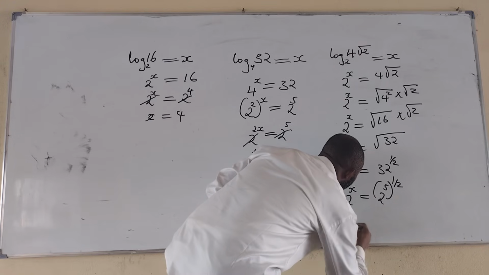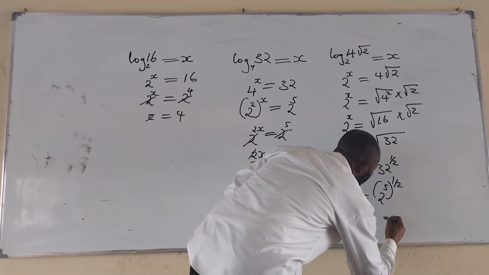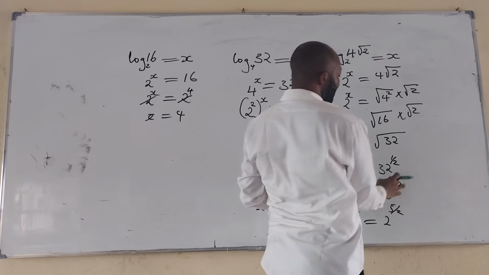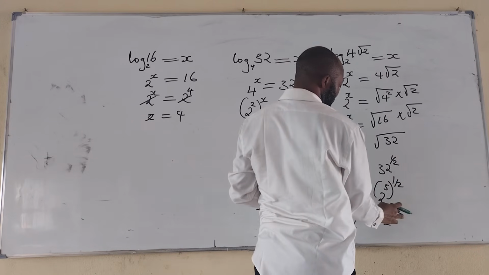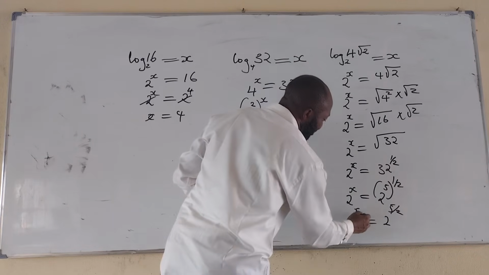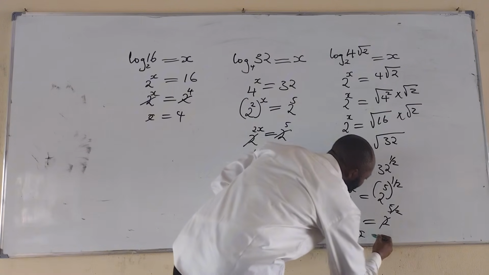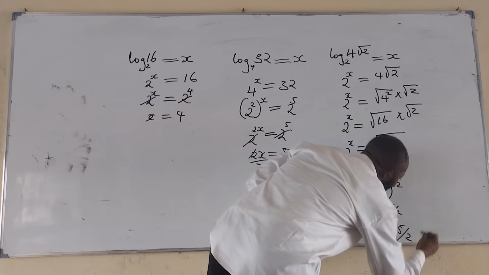And this is 2 raised to the power x is equal to 2 raised to the power 5/2. By expanding this, 5 times 1 is 5 divided by 2. So if I have this, I can cancel this out. The 2 will be gone, and my x is equal to 5/2.